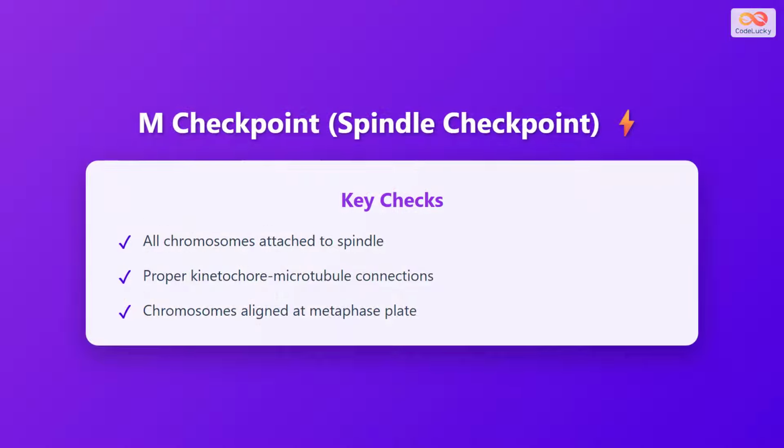The M checkpoint, also called the Spindle Checkpoint, is the final quality control before chromosome separation. This checkpoint occurs during metaphase of mitosis and is critical for ensuring accurate chromosome distribution. The cell checks three essential things. First, are all chromosomes properly attached to the spindle fibers? Second, are the kinetochore microtubule connections correct and stable? And third, are all chromosomes properly aligned at the metaphase plate? If even one chromosome isn't properly attached, the checkpoint prevents the cell from progressing to anaphase, avoiding potentially catastrophic chromosome misaggregation.